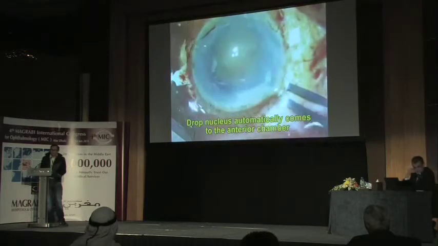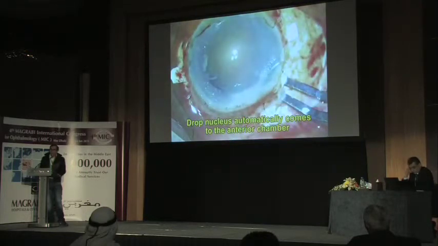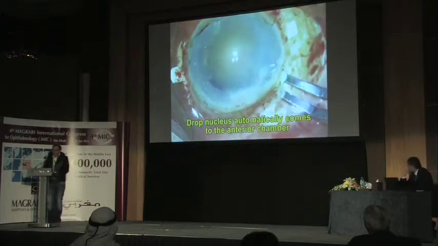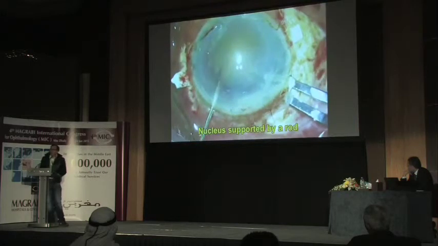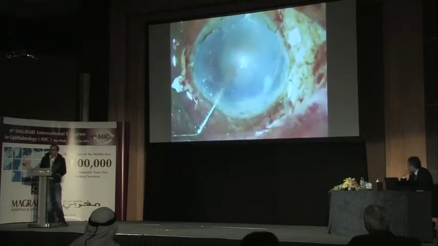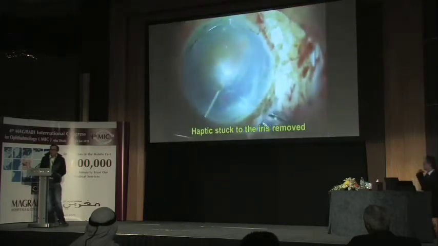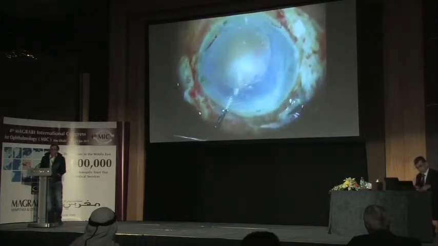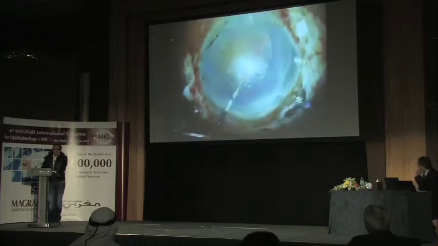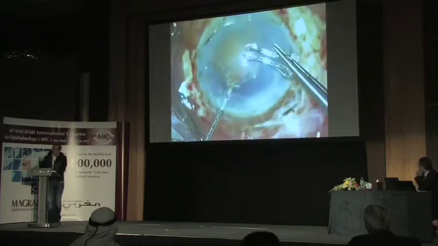And to my luck, the nucleus comes anteriorly. And you see now, it's stuck there. Play, please. Now at this stage, I am not releasing my forceps because I am not worried about the endothelium. I don't want this nucleus going down anyway. And now I go in and grab something shining. And what I find? A broken haptic, the one which I cut.